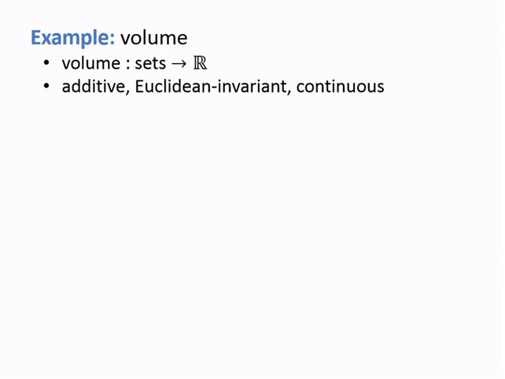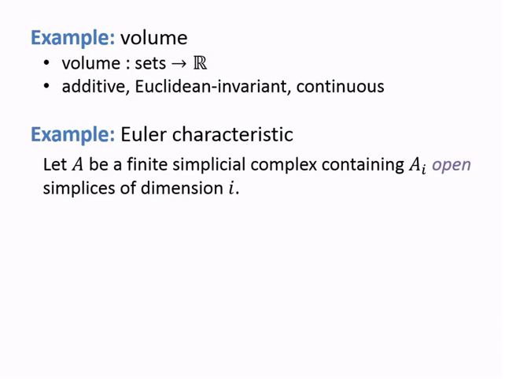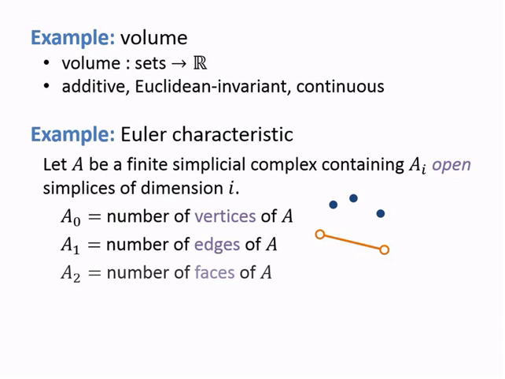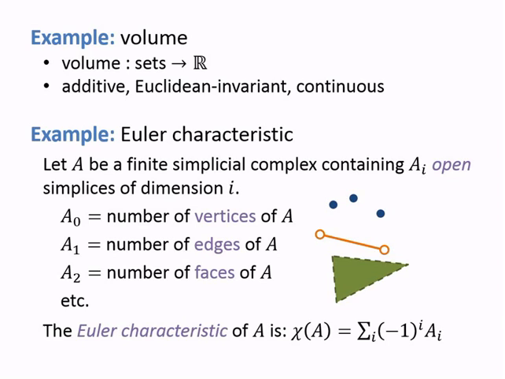Another example of a valuation is Euler characteristic, and I have to be careful how I define Euler characteristic here. Let me define a version of Euler characteristic for a finite simplicial complex that contains A_i open simplices of dimension i. So just to review, A0 would be the number of vertices in my simplicial complex, A1 the number of edges, A2 the number of open faces, and so on. So if I build anything out of open simplices like this, then the Euler characteristic, which I denote by chi, of this simplicial complex is the alternating sum of the number of simplices in each dimension.